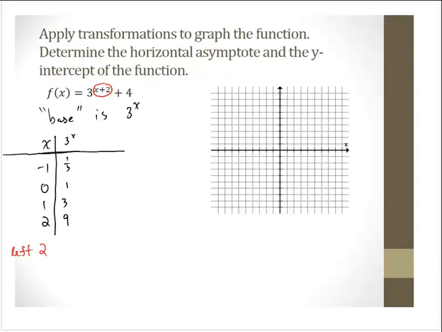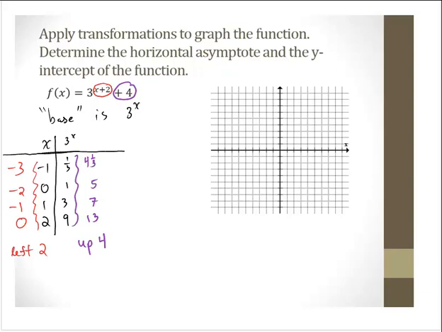So if I'm going to shift left 2, then I'm going to subtract 2 from all of these. That would give me a -3, a -2, a -1, and a 0. Plus 4. That's a shift up 4. So I'm going to add 4 to all of these. Let's do the easy ones first. 5, 7, 13. 1/3 plus 4 is 4 and 1/3.